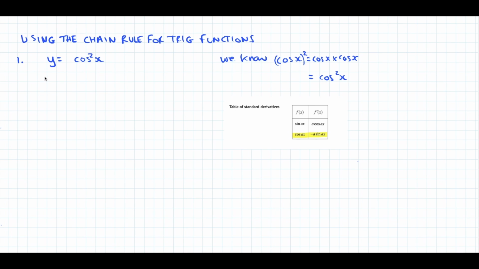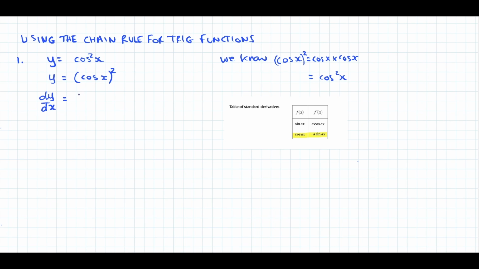In number 1, if we were asked to differentiate cos² x, now we know that we could put inside the brackets (cos x)², and that's cos x times cos x, which is equal to cos² x. So if we're going to use the chain rule, we would have to write this as y equals (cos x) all squared. Now that's exactly the same as we've been doing. So if we were going to differentiate dy by dx, there are two functions here.